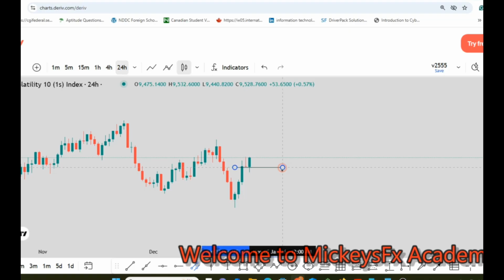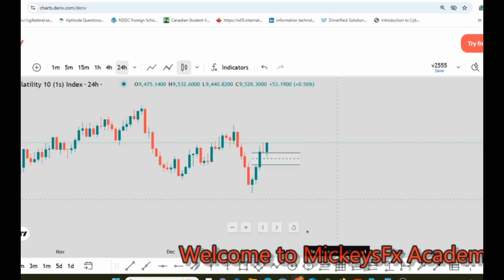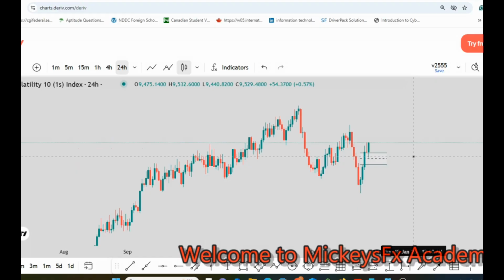Before the rejection came in, we see where price was coming from. Price came from this region. Price came from this strong sell, then traded into a fair value gap. Remember, in forex, price usually moves from external liquidity to internal liquidity, and so on and so forth. So that is how price moves.